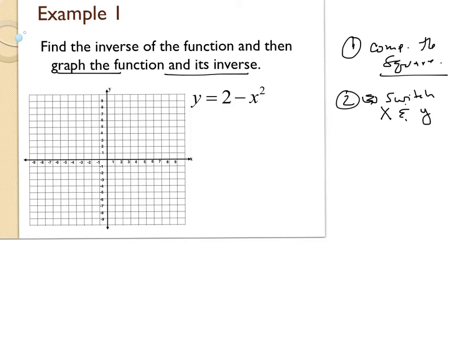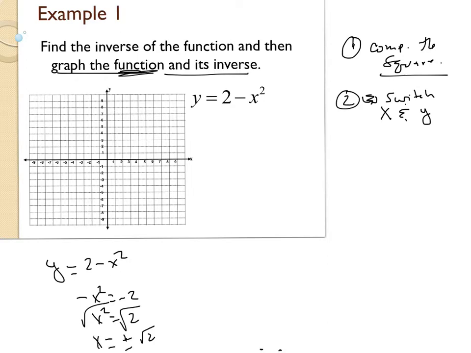The first thing I'm going to do is graph the function, which I'm going to put in black. So it's y is equal to 2 minus x squared. I can go ahead and find my zeros. I know it opens down. And negative x squared is equal to negative 2, x squared is equal to 2. Take the square roots. I get x is equal to plus or minus the square root of 2. So that gives me my zeros and a general shape. My zeros are at root 2 and negative root 2.